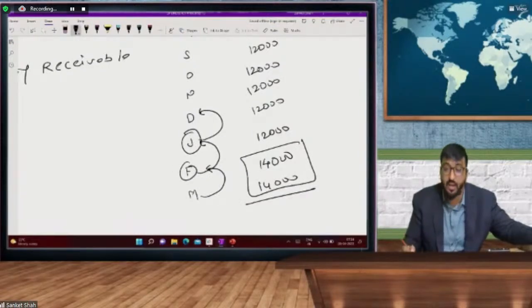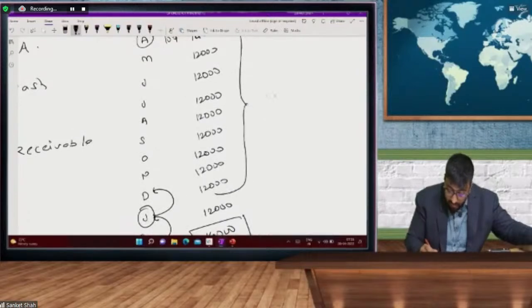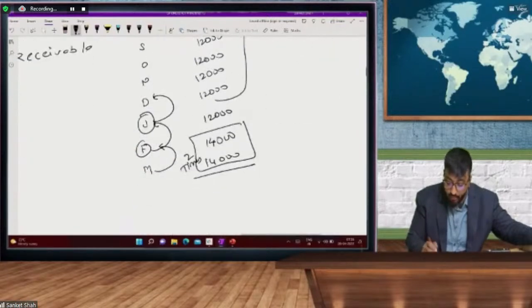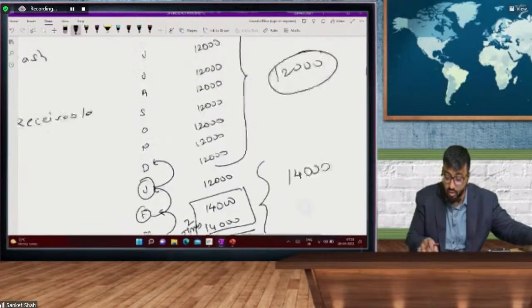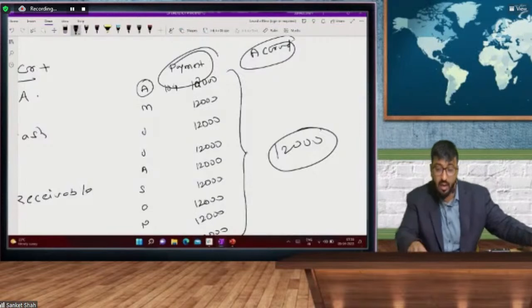So how many 14,000, Ritu? 2 times. And the remaining 10 times will be 12,000. And what is accrued? Accrued means of the same month. So from April to December, it will be 12,000. This is accrued. And from January to March, it is 14,000. So the difference between payment and accrual is that payment is of the last month and accrued is during the month. Understand it better, Ritu.